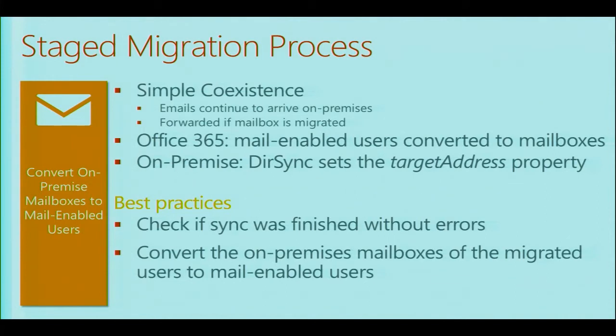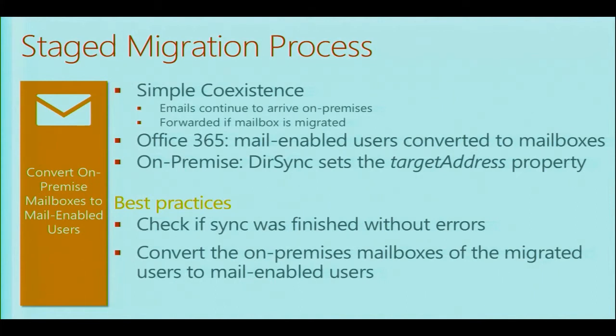So before the batch is created, the cloud user object that gets created by the DirSync process is going to be mail-enabled only. It's not going to be mailbox-enabled. And so when you start the batch, it's at that point that the user's cloud mailbox ends up being created. And it's at that point when DirSync will also set the target address appropriately on that on-premises object, which is then used for the redirection of the messages.